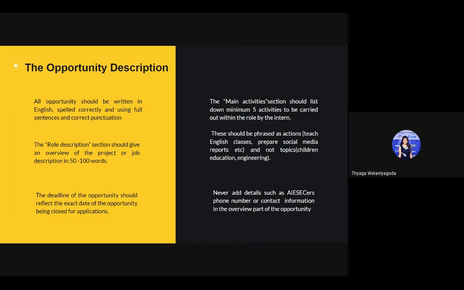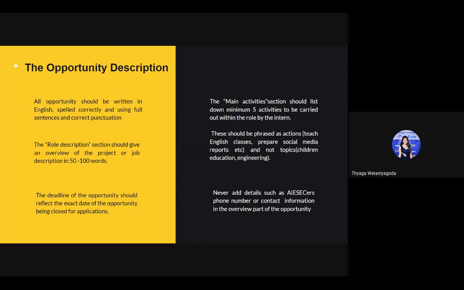Never add details such as ISACer's phone number or contact information in the overview part of the opportunity. Now, when you go to company meetings, during the meeting the company owner or the person might tell you, here, just put your contact information, put your phone number as well, because I'm busy and you can look at these likewise. Then you can tell them we have EXPA already, right?